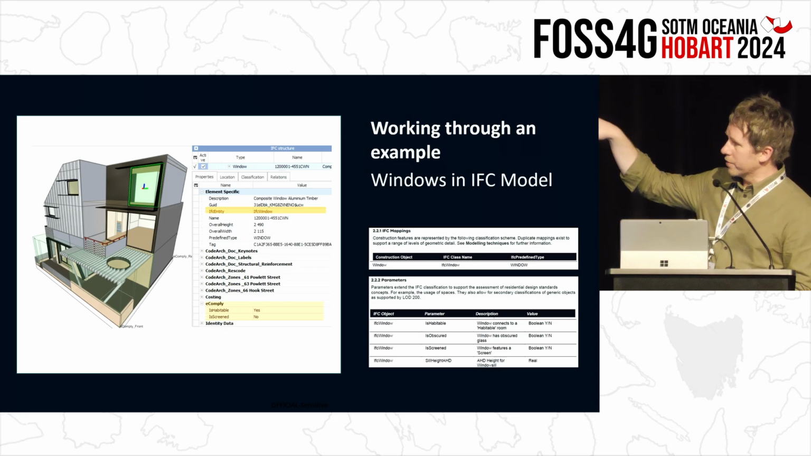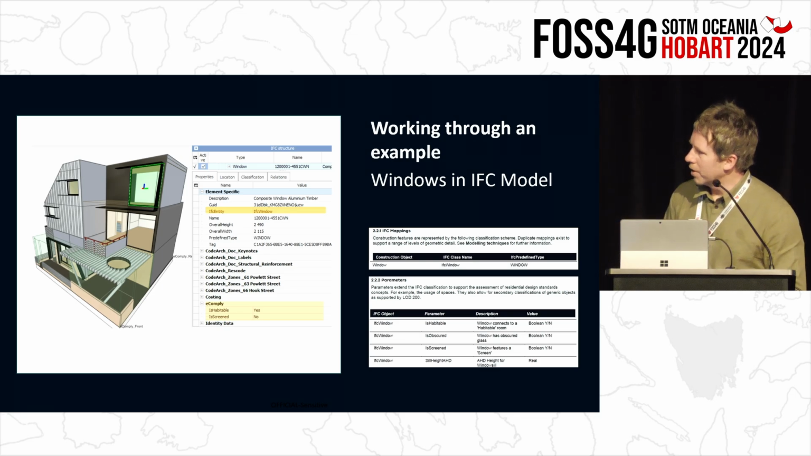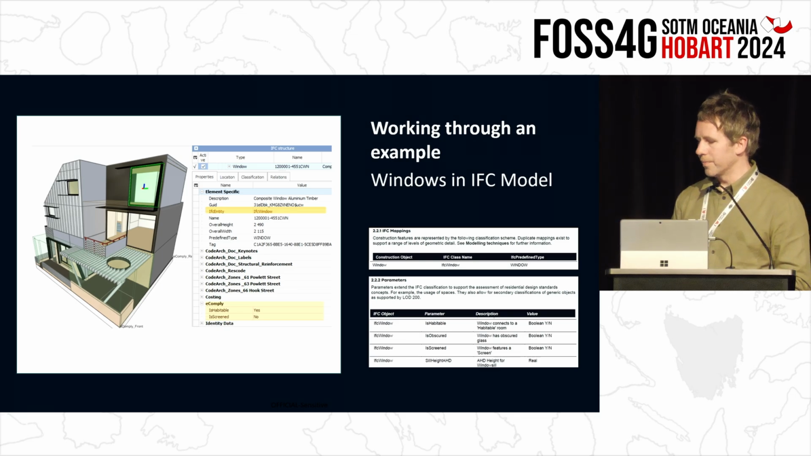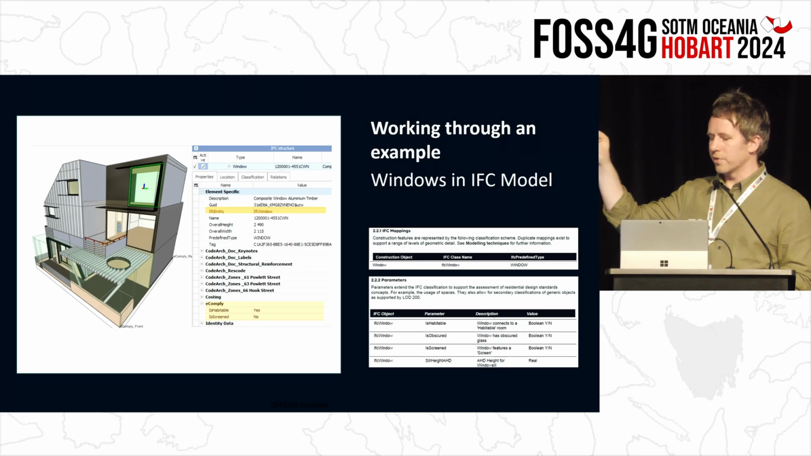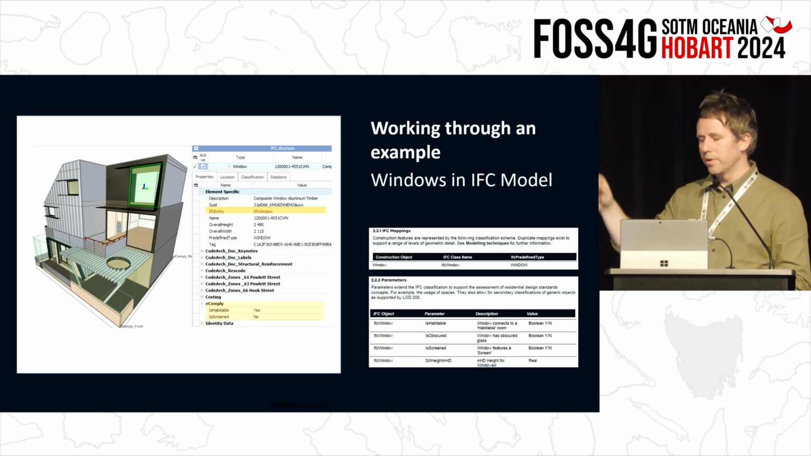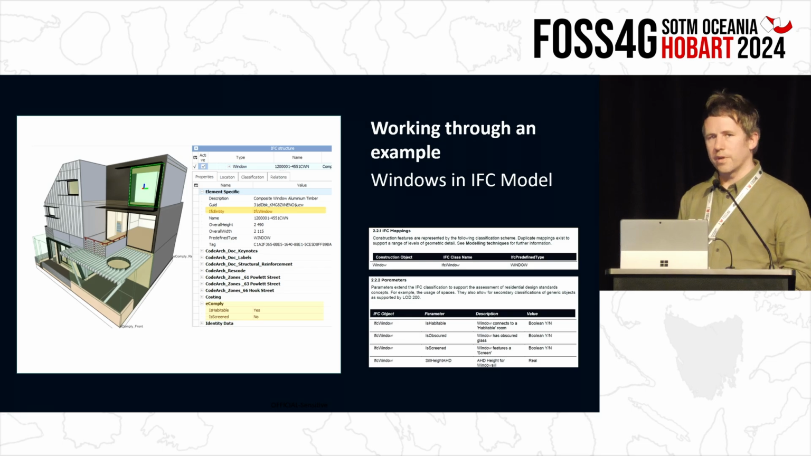But I've got the top window selected, and I'm not sure if you can see that on the screens, but I've highlighted where the classification for that window is IFC window, which is the correct classification. Down the bottom, it's highlighted that we have tagged it as a habitable window because it's a bedroom, and is it screened? No, it's not screened.